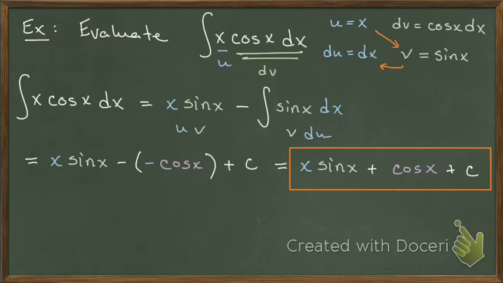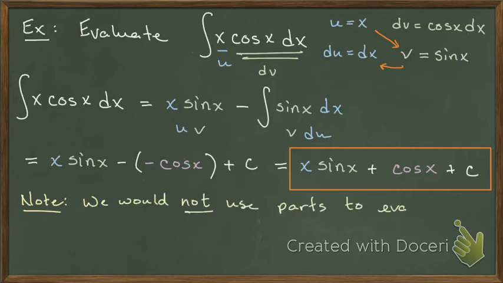Okay? I want to make a note here, and that is if I change this problem a little bit, we aren't going to use integration by parts. We would not use parts to evaluate something that looks like the integral of x cosine of x squared dx. Okay, and that's because I can just substitute, right? If u is x squared, du is 2x dx, I've got substitution.